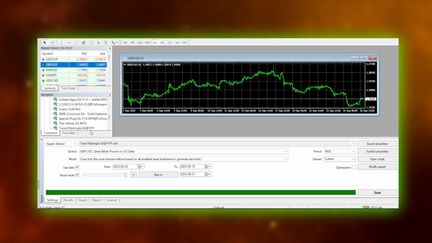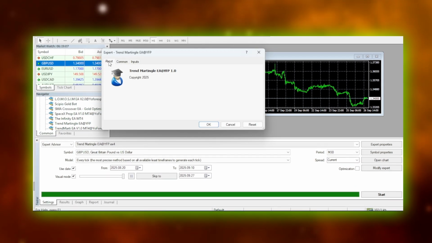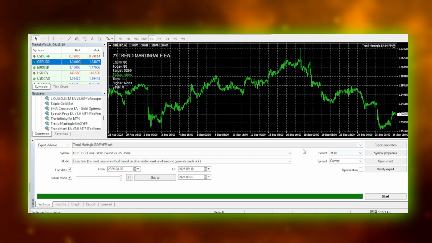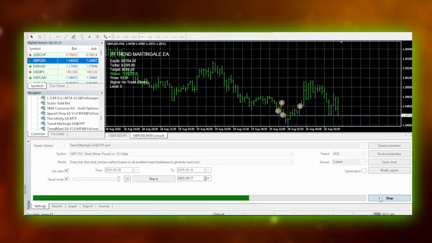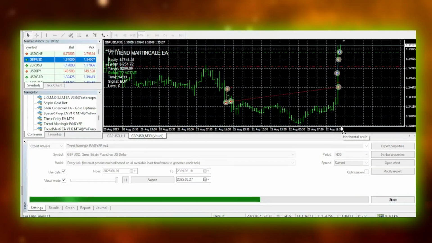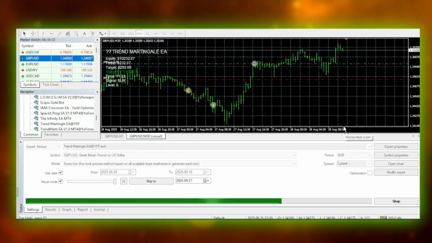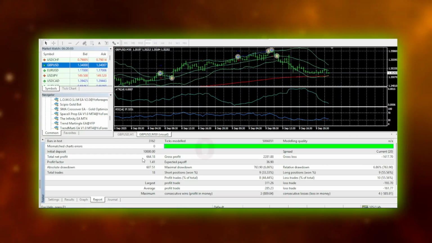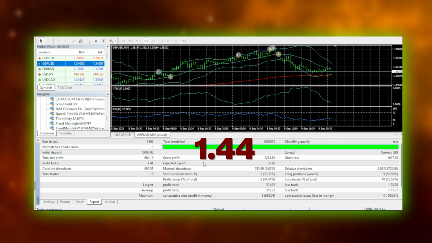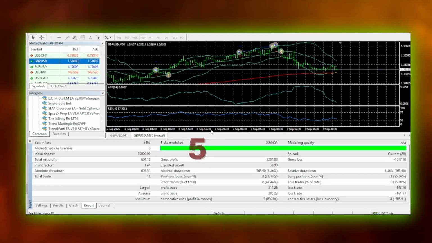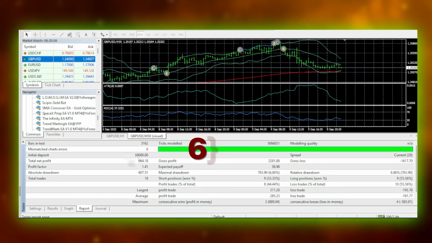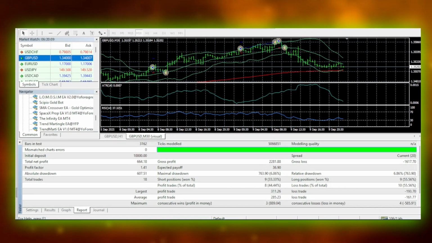Now let's review the back-testing results. We tested Trend Marti EA V1.0 on GBPUSD M30 from August to September 2025 with a $10,000 starting balance. The EA recorded a profit factor of 1.44, a maximum drawdown of 6.8%, and over 93% profitable long trades.